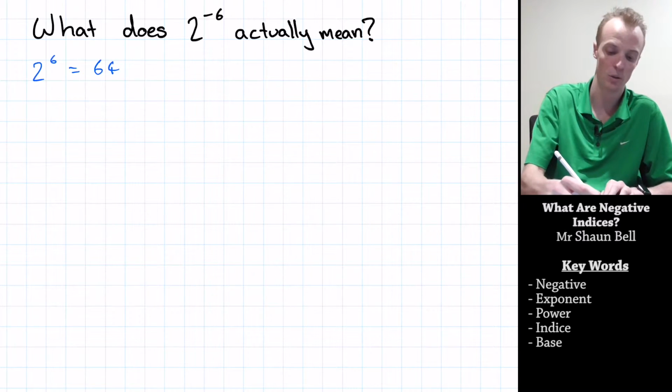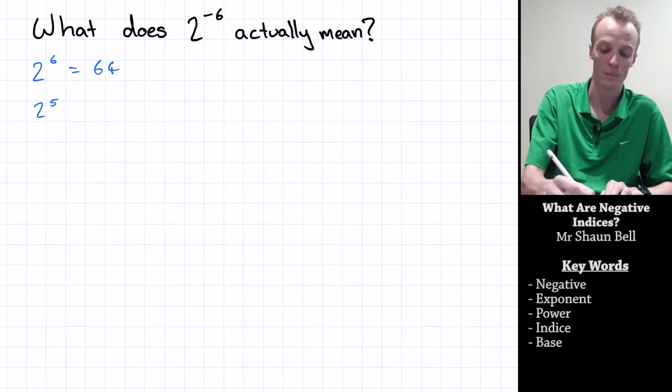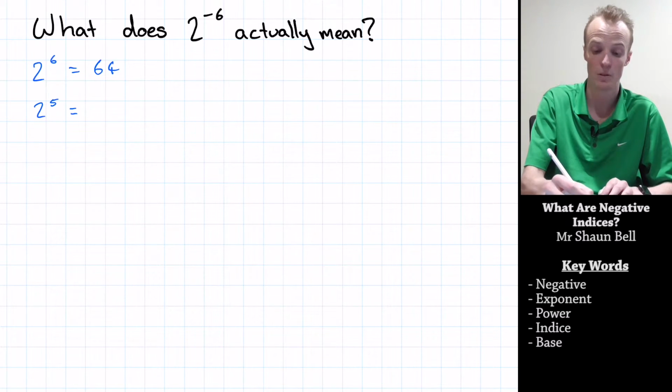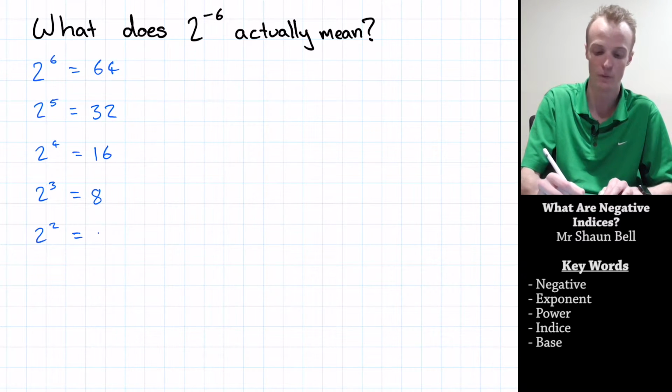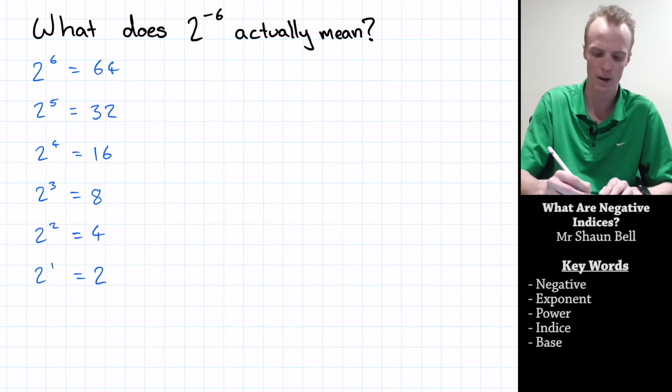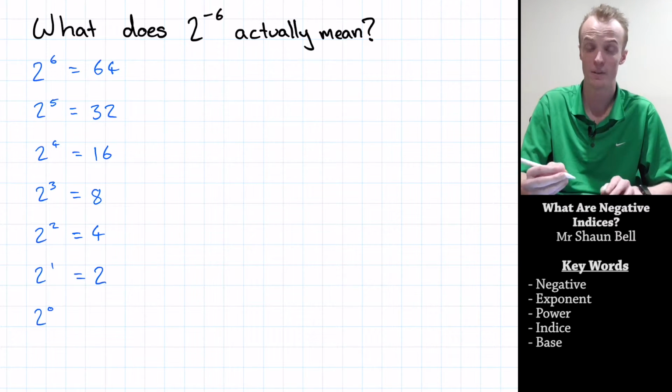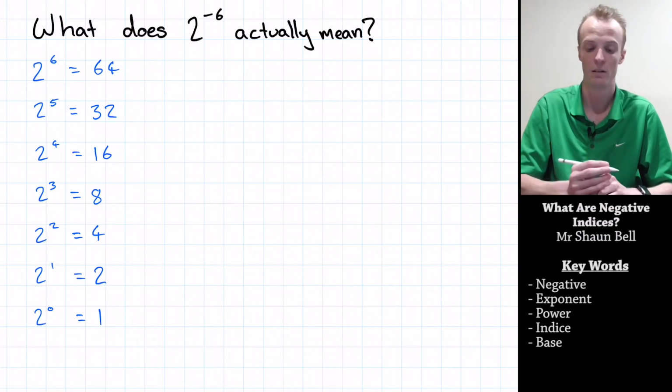So, what about 2 to the power of 5? Well, that's 2 times itself 5 times, which is equal to 32. 2 to the power of 4? Well, that's going to be equal to 16. 2 to the power of 3 is going to be equal to 8. What about 2 to the power of 2? Well, that was equal to 4. How about 2 to the power of 1? Well, that was equal to 2. What about 2 to the power of 0? Well, we discovered that to be equal to 1.